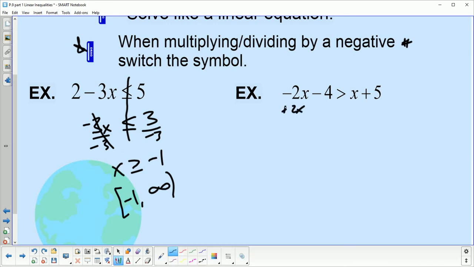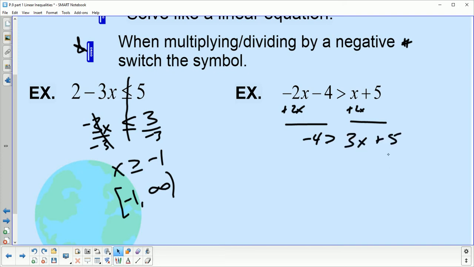I'm going to start by saying let's add 2x. It's not the only way to do it. That's just how I'm going to do it this time. So negative 4 is greater than 3x plus 5. And then I'm going to subtract 5 from both sides. So I'll end up with negative 9 is greater than 3x, and now I divide by 3.